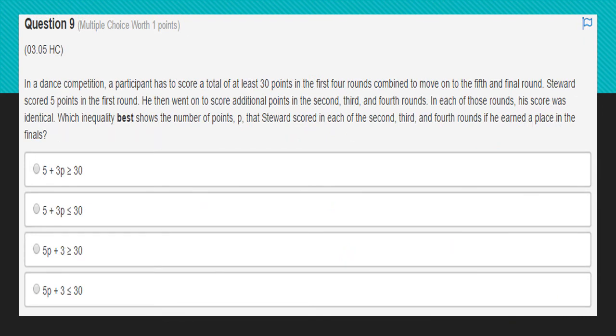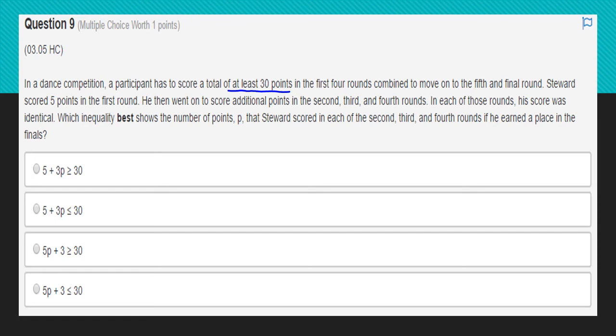Okay, question 9 says, in a dance competition, a participant has to score a total of at least 30 points. There's our clue. Keywords: at least. In the first 4 rounds combined to move on to the 5th and final round.